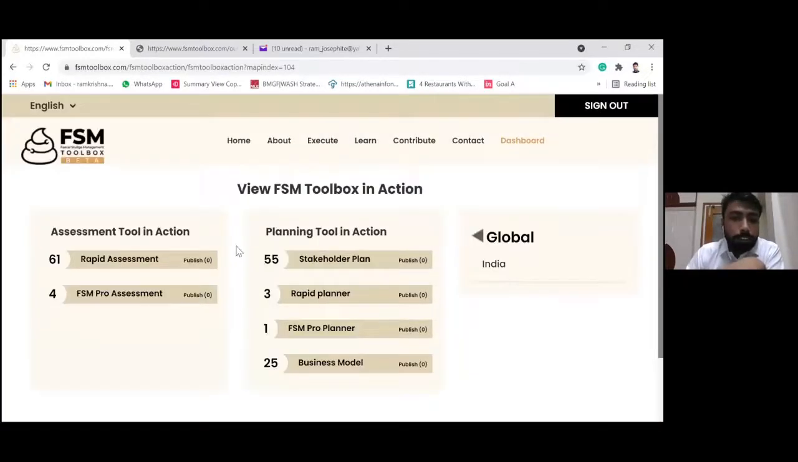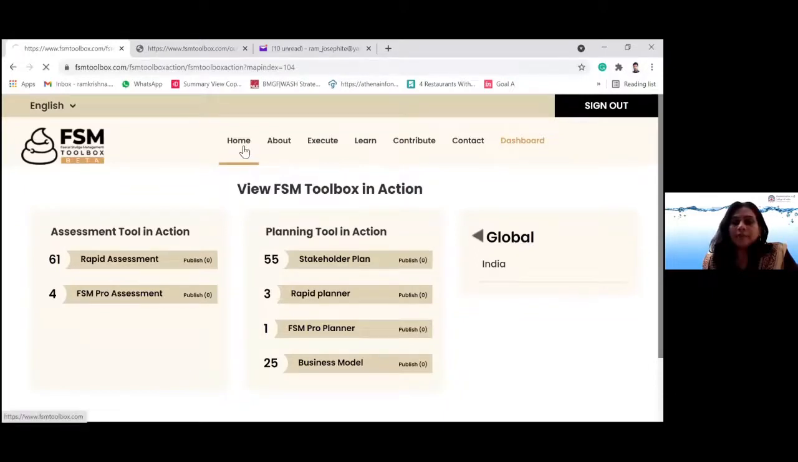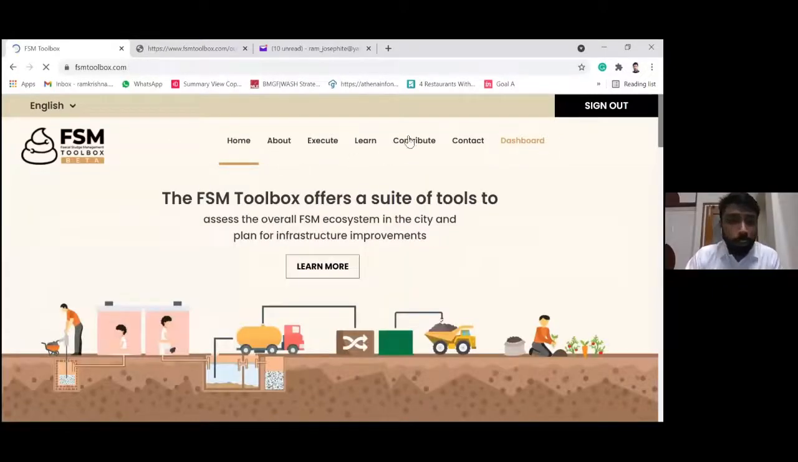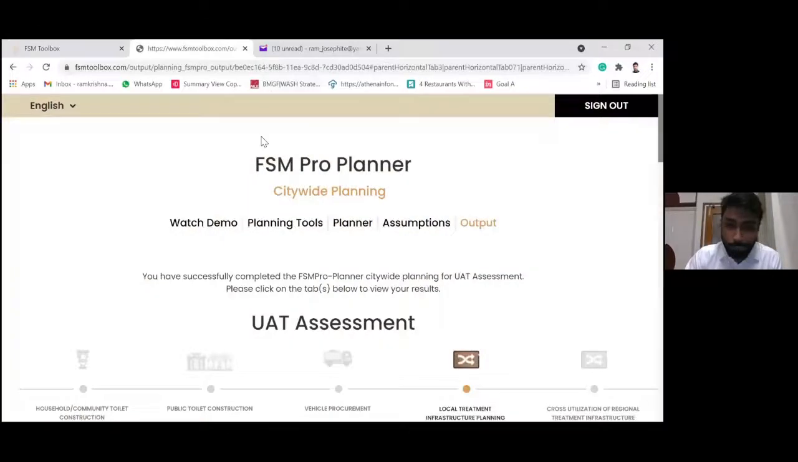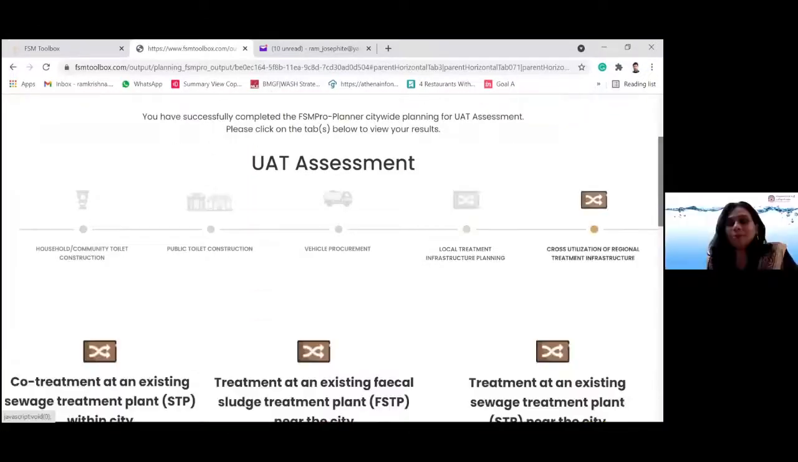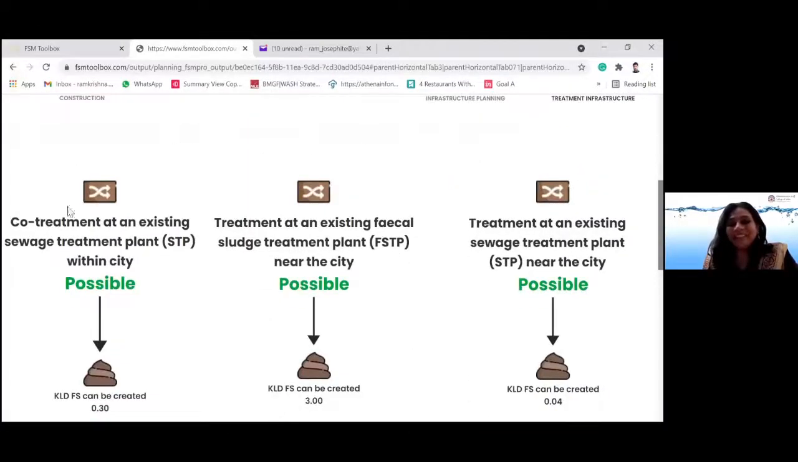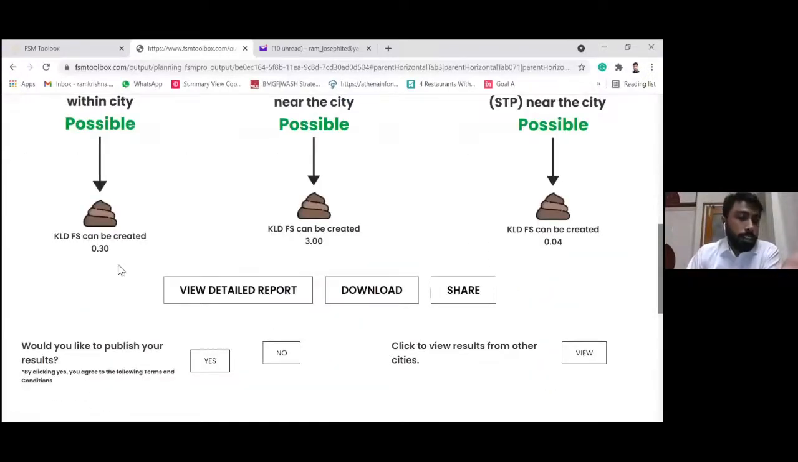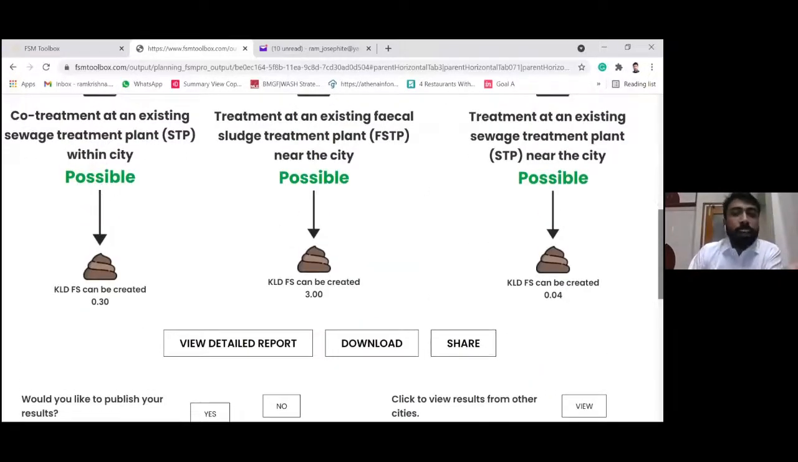Then there's the question, can you include co-treatment? Yes, co-treatment is also included. So it tells you co-treatment at an existing STP: whether it's possible within the city, outside the city, or nearby the city as well, and how many KLD of fecal sludge it can handle.